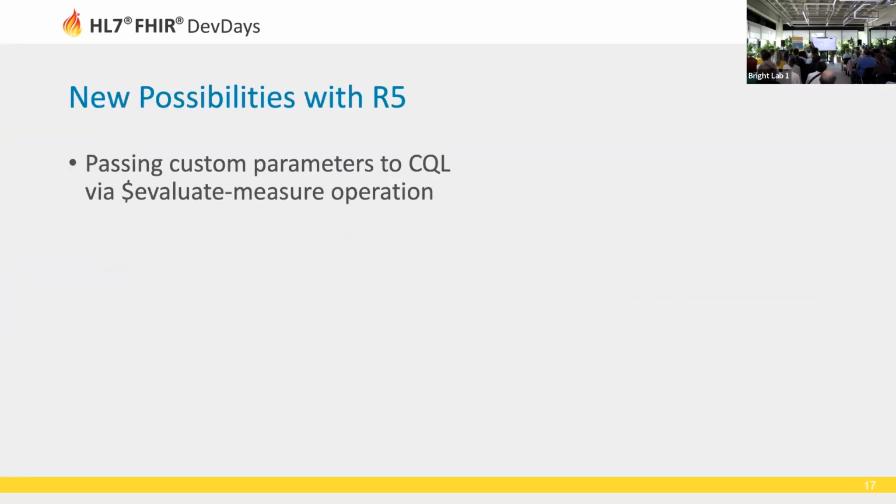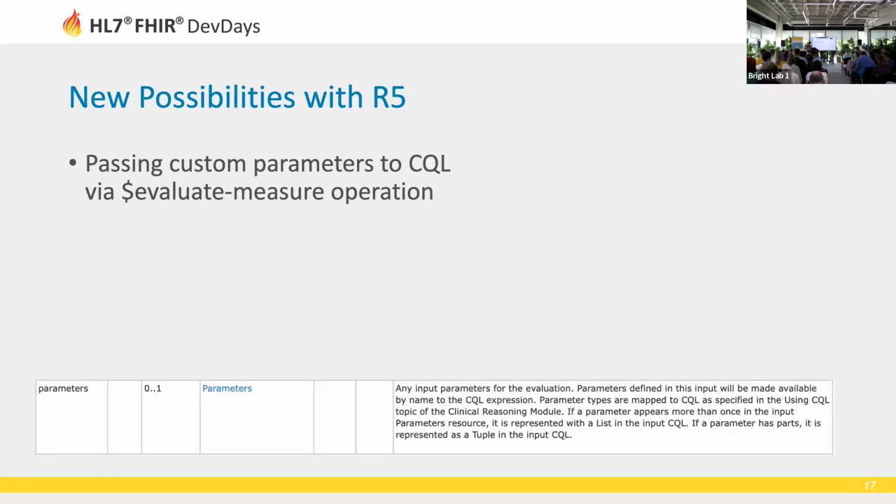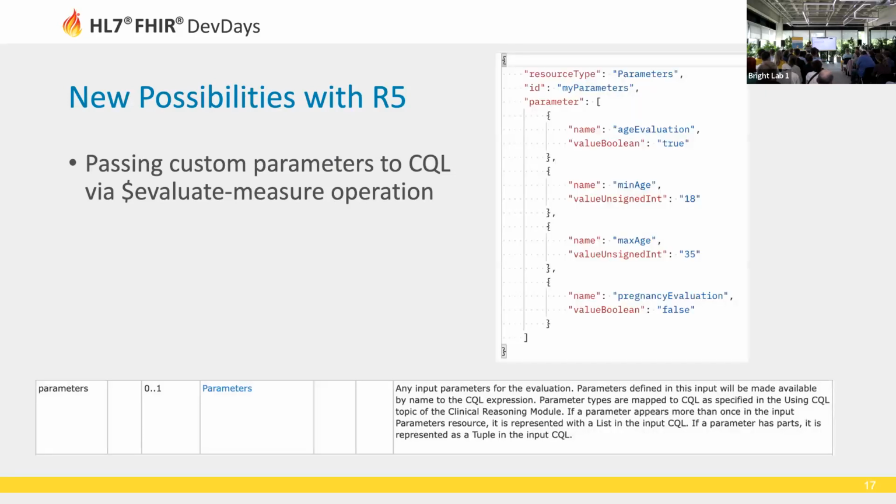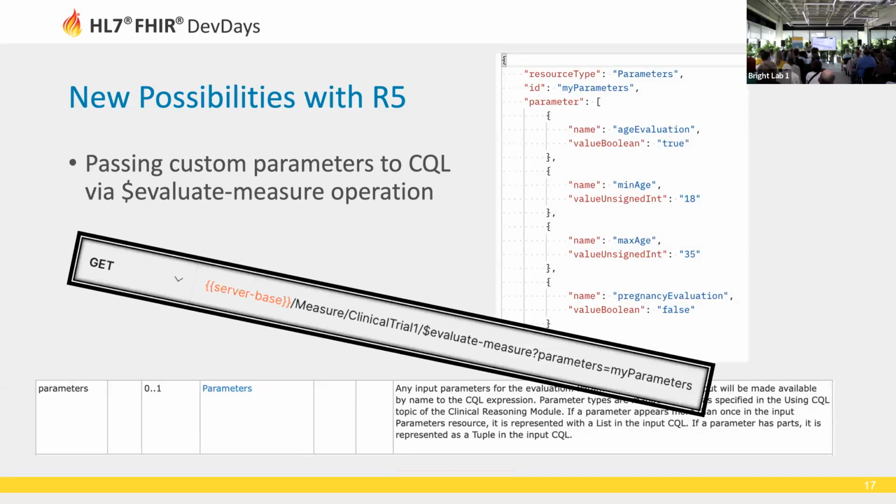One last thing is, I just wanted to mention the new possibilities that are going to be in R5, because we did our version in R4. In R5, it's actually going to be possible to put those parameters directly in a Parameters resource and then query your CQL with that.